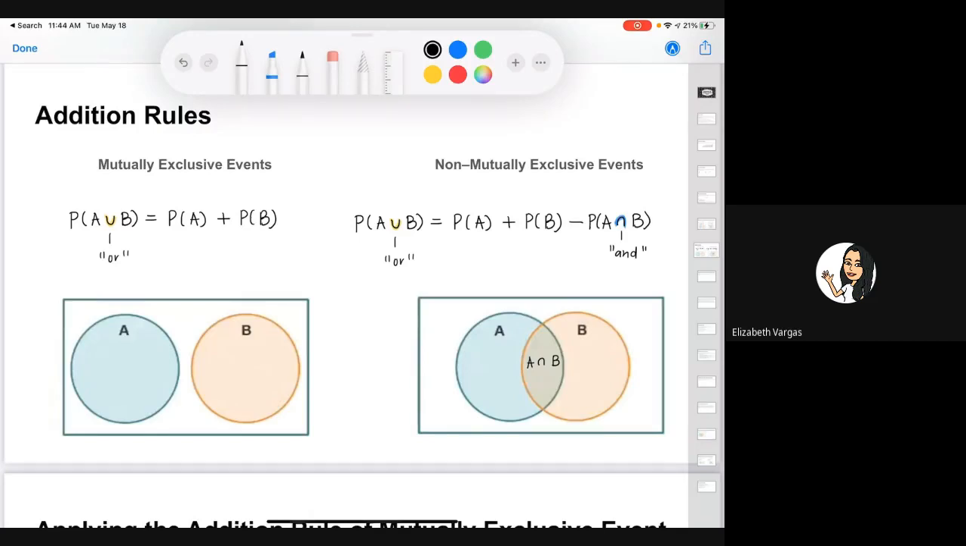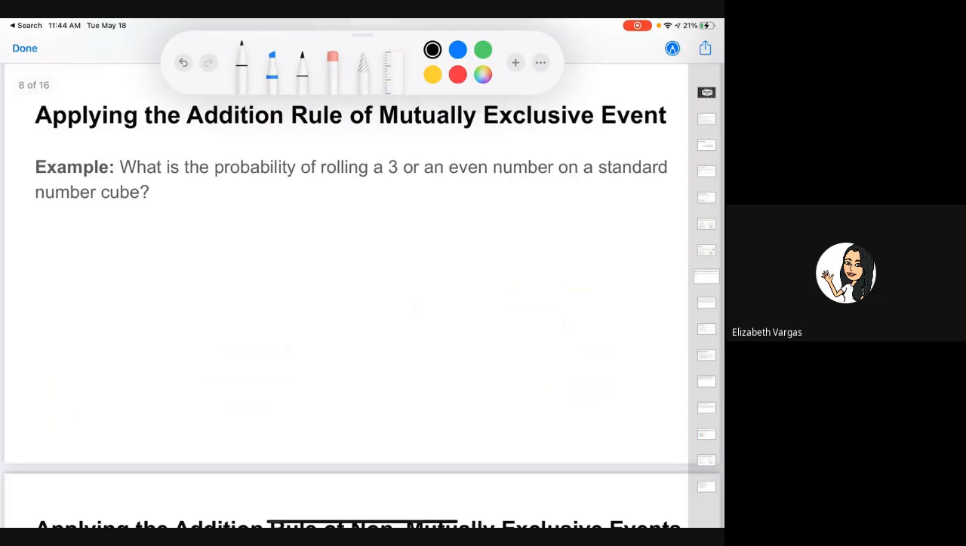Okay, so let's look at an example problem of using this. What is the probability of rolling a 3 or an even number on a standard number die? Well, event A is rolling a 3. That's my first event, or event 1, rolling a 3. Or event 2, rolling an even number? I know I have a standard number die, a standard cube, so my set is going to be 1, 2, 3, 4, 5, and 6.